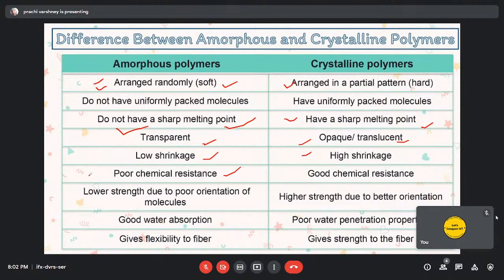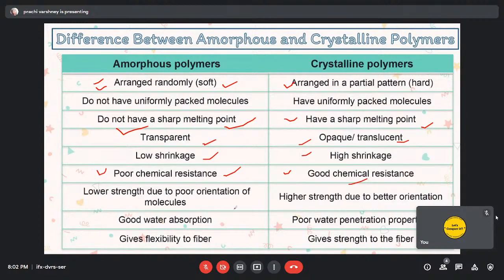If we apply any kind of chemical to any kind of fabric, like an acid or an alkali, and test the fabric with that acid or alkali, it is damaged very fast in the amorphous region. But if the fiber has more crystalline resin, it will have good chemical resistance.